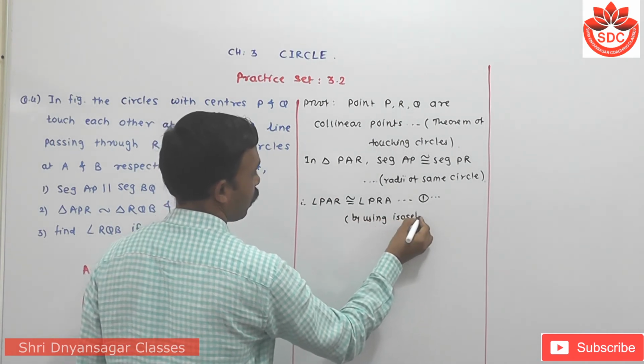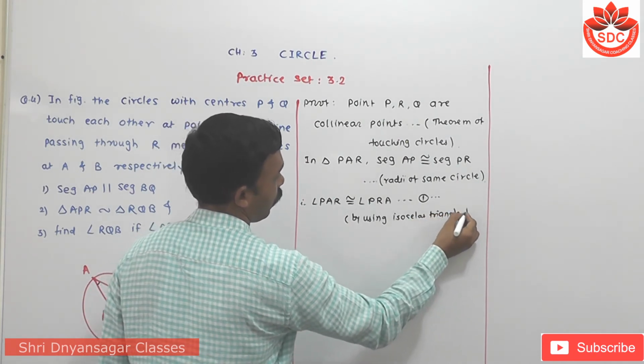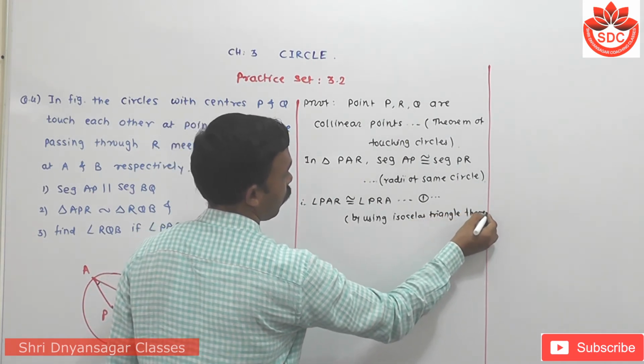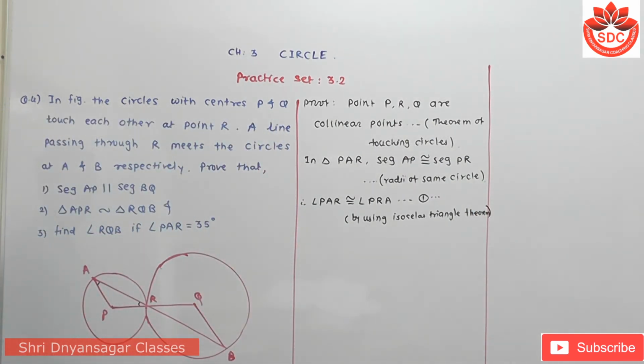isosceles triangle theorem. Or you have to also write here, angles opposite to congruent sides.